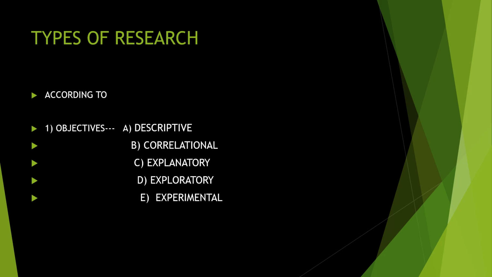Next is experimental. Experiment means you are doing a test. You take a group of students and give them some kind of test to find their IQ level, and like that you are doing an experimental type of research. So according to objectives, 5 types are there: descriptive, correlational, explanatory, exploratory, and experimental.